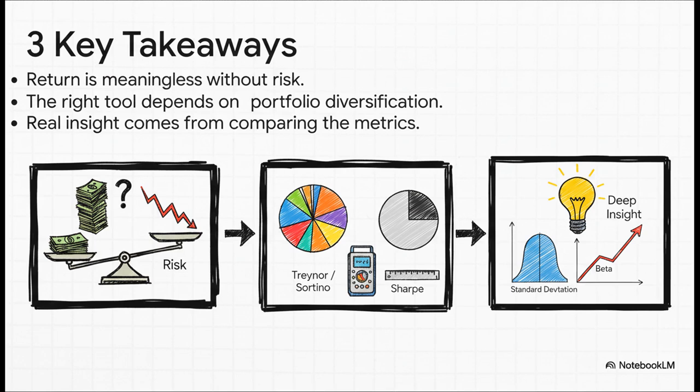So if you remember nothing else from all this, please remember these 3 things. 1. Return by itself means nothing. 2. You have to pick the right tool for the job. And 3, the real magic, the real insight comes from comparing these metrics. Like if you see a high Sharpe but a low Treynor, that tells you something. It tells you the manager is getting returns from risks other than the broad market, probably by making big, concentrated bets. It gives you a window into their real strategy.